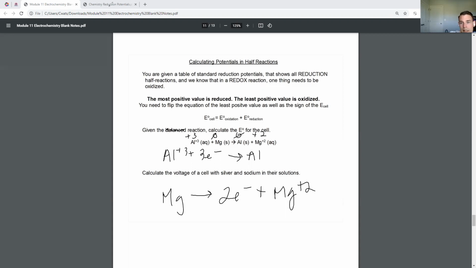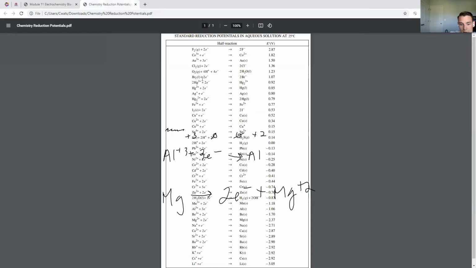So we need to look at our table. So we go over here and we try to find the one for aluminum gaining 3 electrons, which is right here. And that voltage is negative 1.66 volts. Now we know for the magnesium, that is being oxidized. It's losing electrons. So we're going to find the one for magnesium, which is right here. And what I'm going to do is I'm going to flip that sign. So it's going to be positive 2.37 volts.